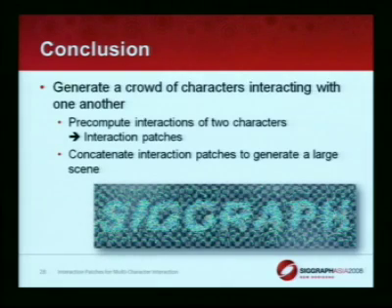As a conclusion, we generate a kind of character interacting with one another. We first compute the interaction of two characters, and we save them into a data structure called interaction patches. And then finally, during runtime, we concatenate these interaction patches to generate the final scenes.